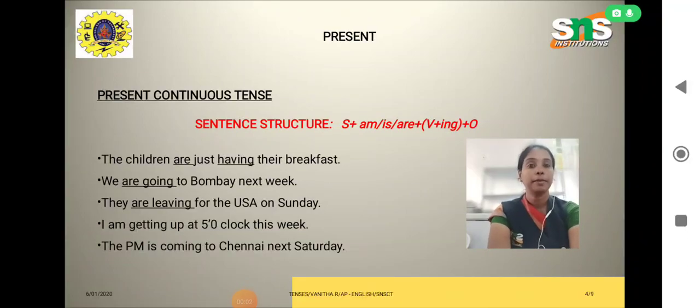Welcome back. So we'll continue with the topic tenses. In the last class we were discussing the simple present tense, and now we'll see present continuous tense, past continuous tense and future continuous tense. So what is this continuous tense?